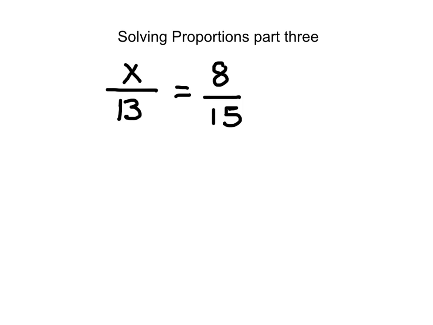This is Solving Proportions Part 3. In Part 1, we saw that we could use the giant 1 method, and in Part 2, we saw that sometimes by reducing one of the fractions in our proportion, we can still use the giant 1 method. However, there are some proportions where you cannot do that.